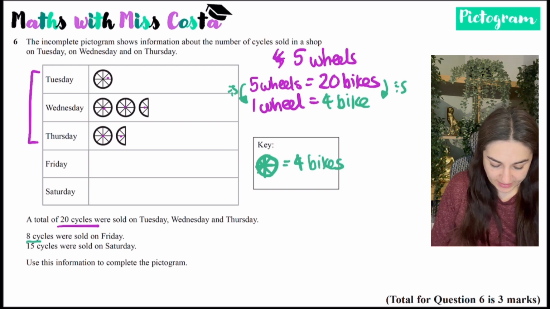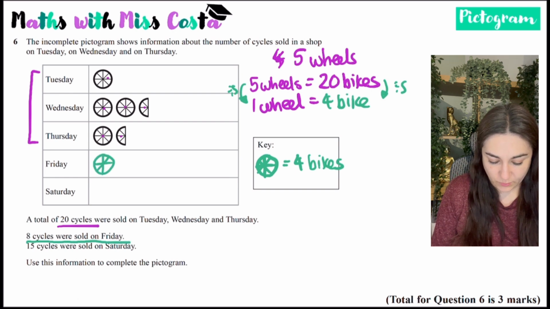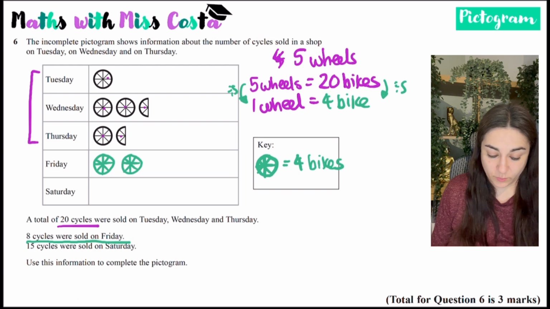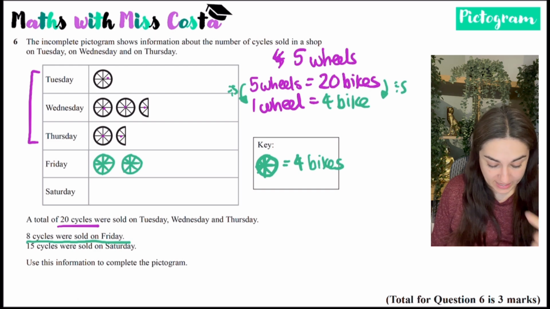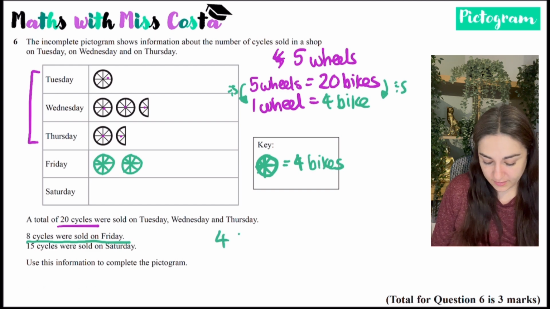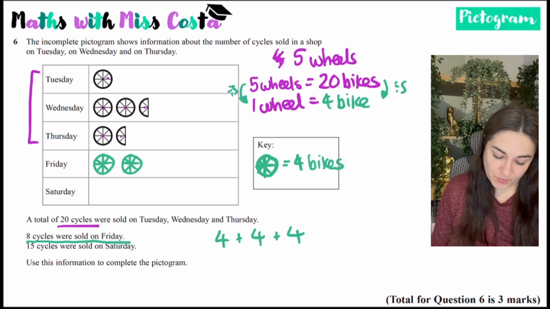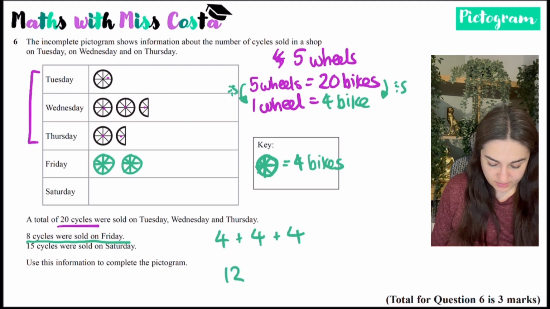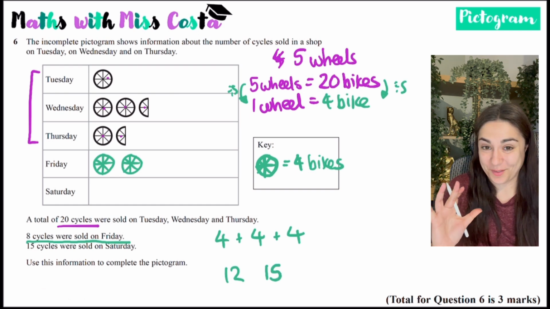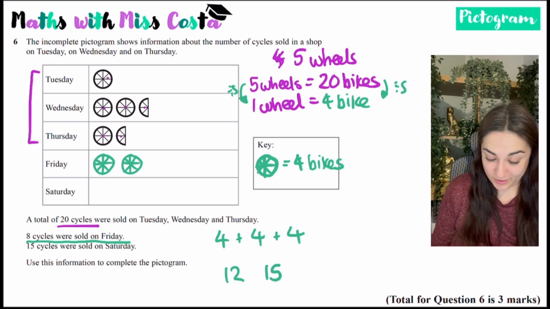And now we're told that 8 cycles were sold on Friday. So I'm going to just need to do 1 full wheel, which makes 4, and 2 full wheels makes 8. And 15 cycles were sold on Saturday. So how do I make 15? You've got 4 plus 4, that's 8, plus 4 is 12. And so you want to make 15, which is 3 more than 12.